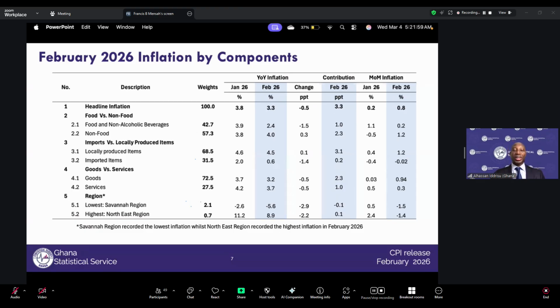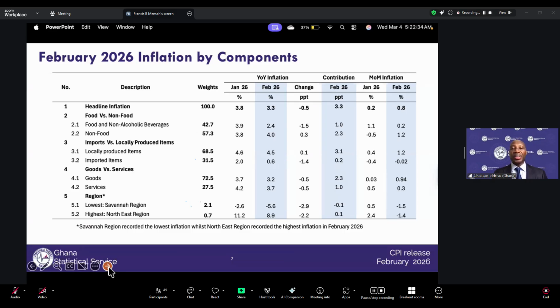But in each of these two cases, we see that inflation is moderating. So even though Northeast recorded the highest inflation rates, if you compare it to what obtained in January 2026, it's actually an improvement because it shows reduction in inflation. Even the Savannah region that recorded the lowest inflation, we've also seen that even last year, it also recorded negative inflation.